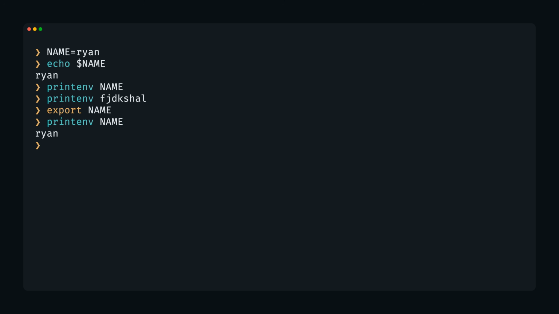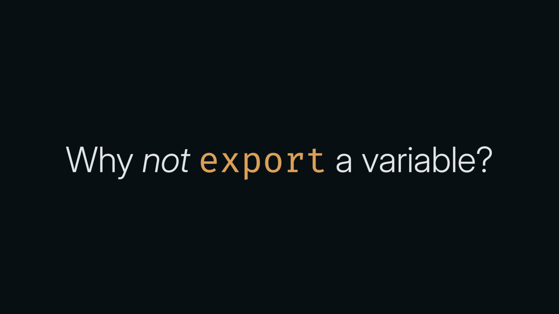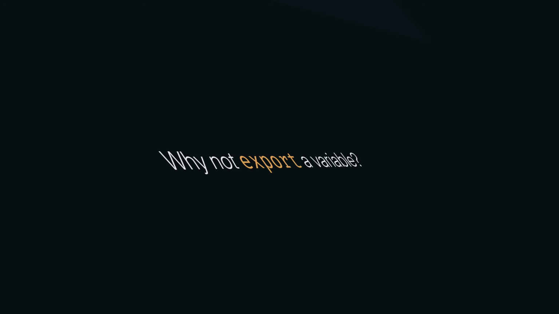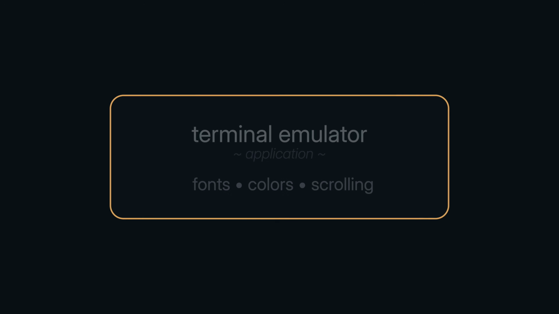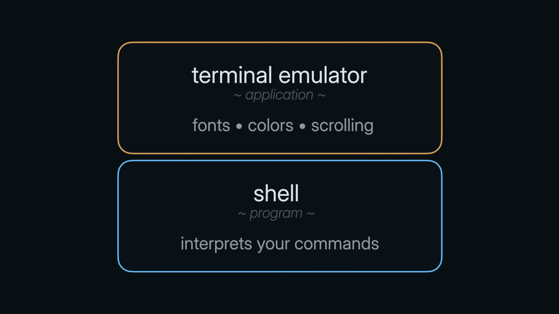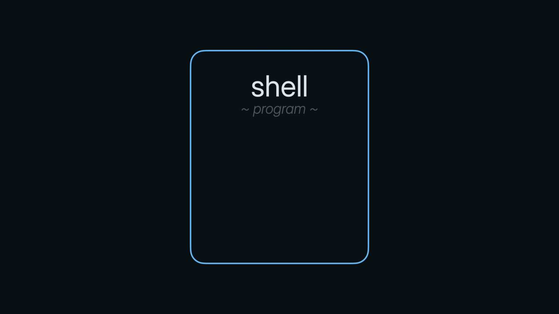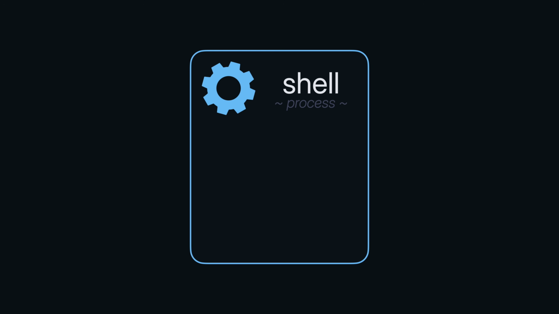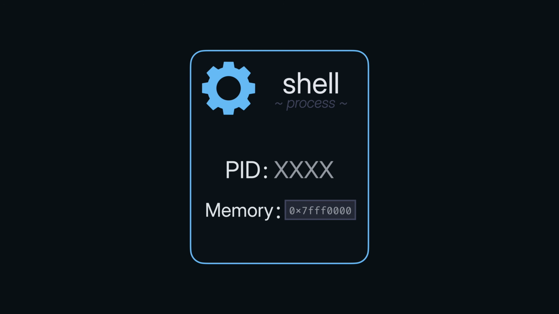All of this raises a worthwhile question, which is, why would one ever want a shell variable not to be exported? Before we answer that, though, let's take a breath and pull together everything we've built up so far, because it's not lost on me that this material can pile up fast. We started with the terminal application and found that the real work happens inside it, in a program called the shell. The shell is a program, which means that it's a file on disk full of instructions, and when it runs, it becomes a process, with its own memory and its own identity on the operating system.